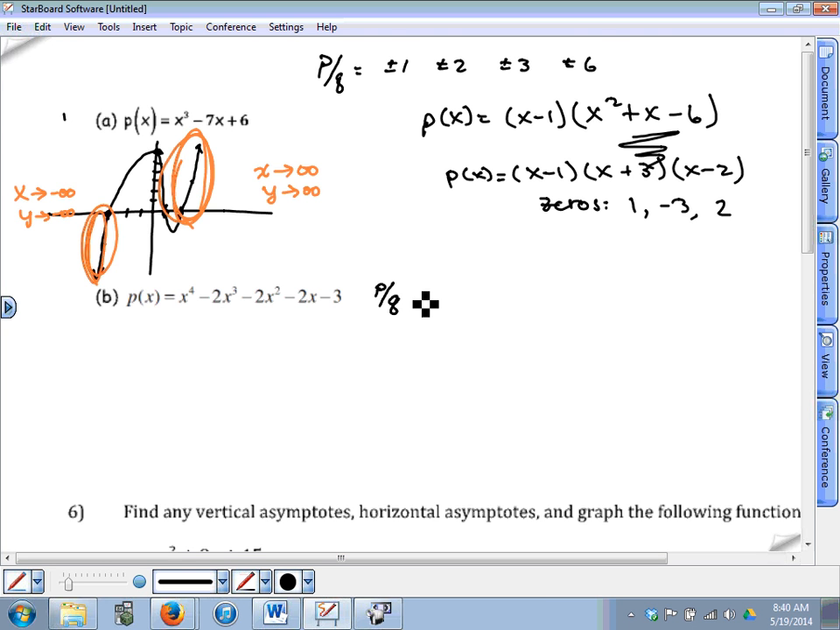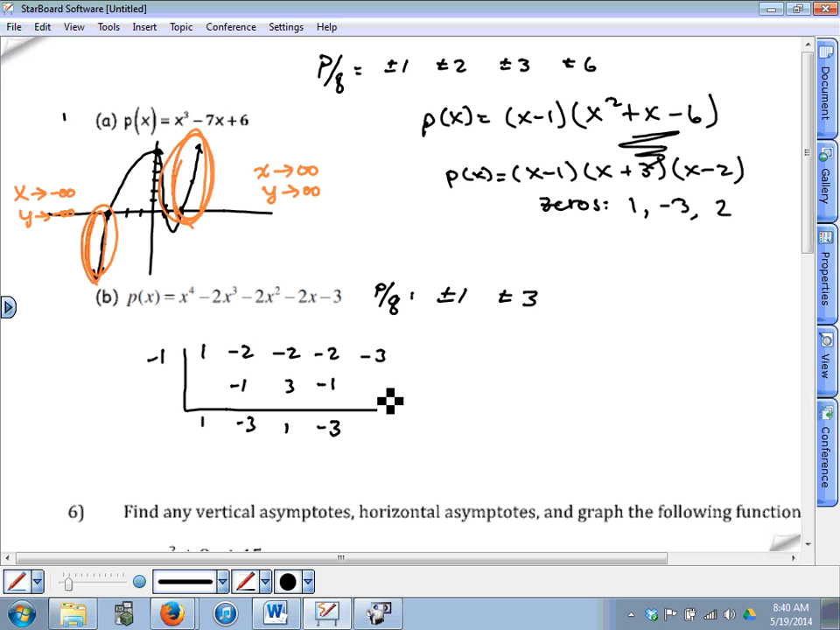this one here, the p and the q, will be plus or minus 1, plus or minus 3. Which one worked? Negative 1? Okay, so we have 1, negative 2, negative 2, negative 2, negative 3. Let's see. Negative 3 works. Negative 3 works as well. So far we have partially factored x plus 1. And then we have this reduced polynomial, x to the third minus 3x squared plus x minus 3.